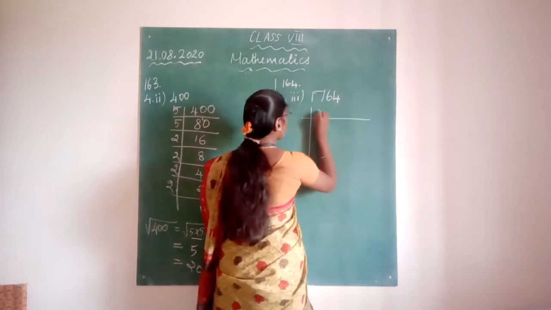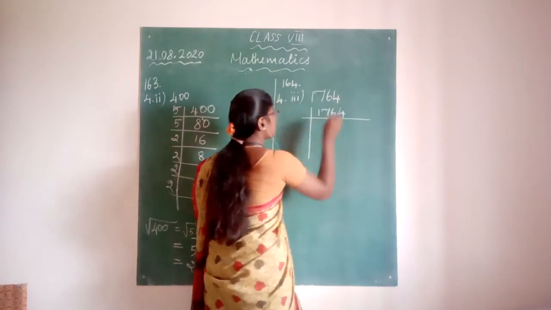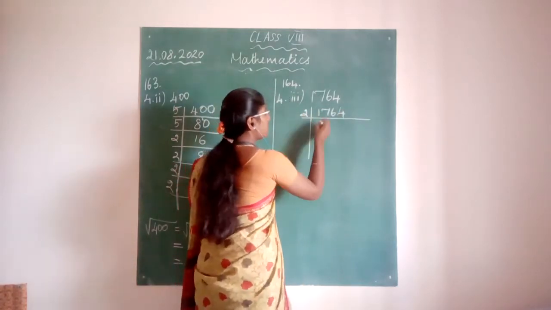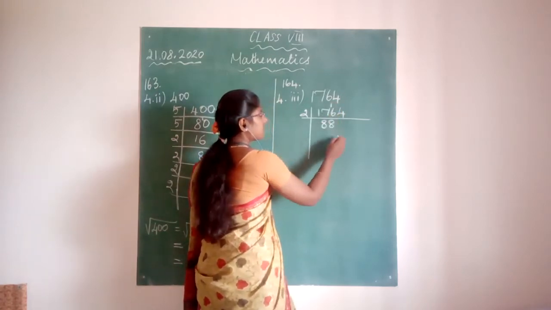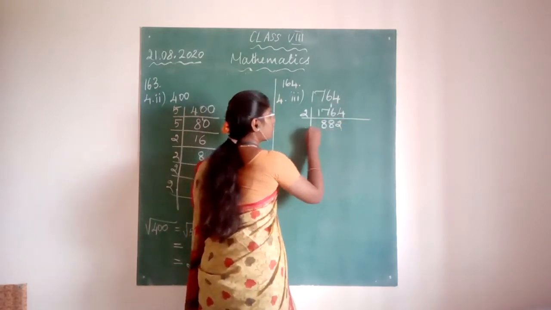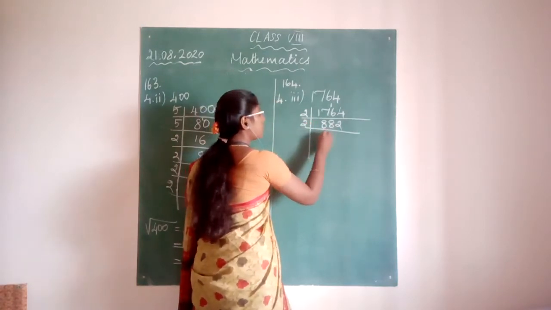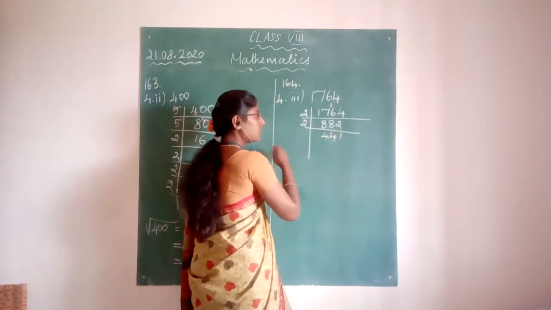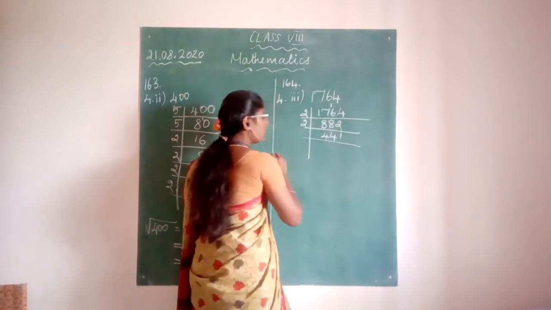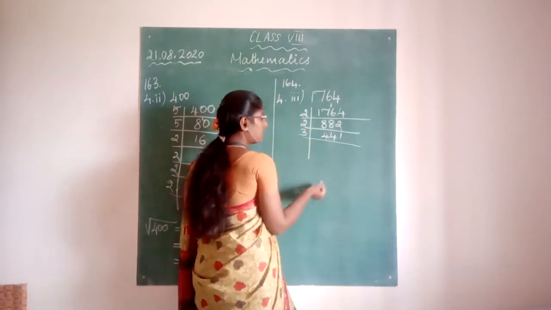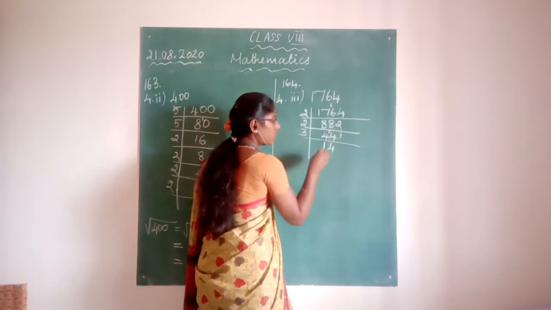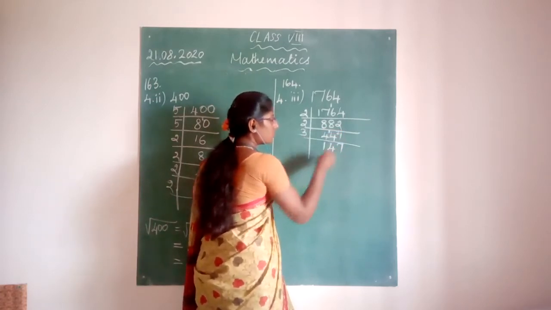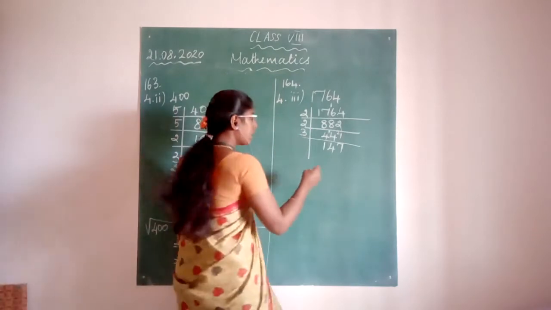Okay, so start solving this. Take 2 table. 2 8s are 16. 1 remaining. Again 2 2s are 4. Then take 2 table again. 2 4s are 8. 2 1s are 2. Okay. Then you can take 3 table. 3 1s are 3. 1 remaining. 3 4s are 12. 2 remaining. So 3 7s are 21.